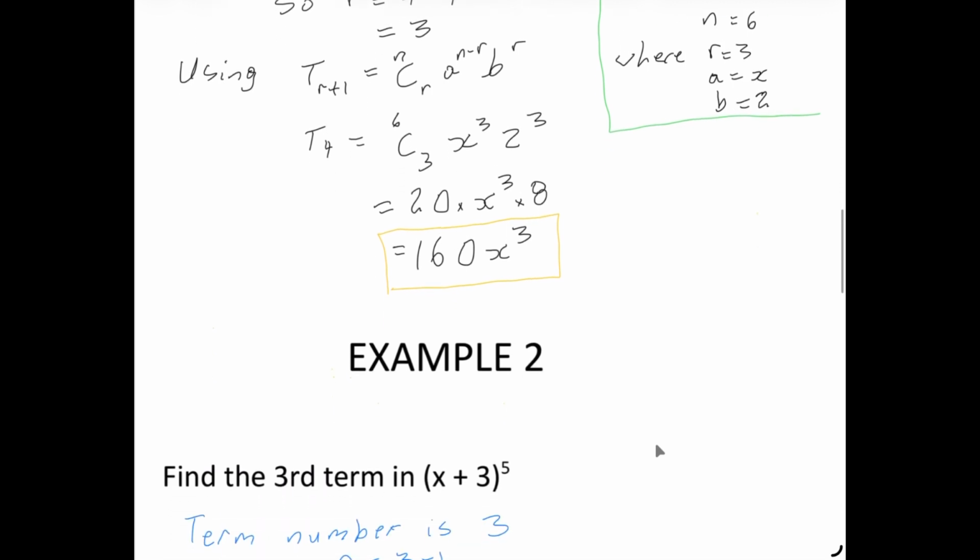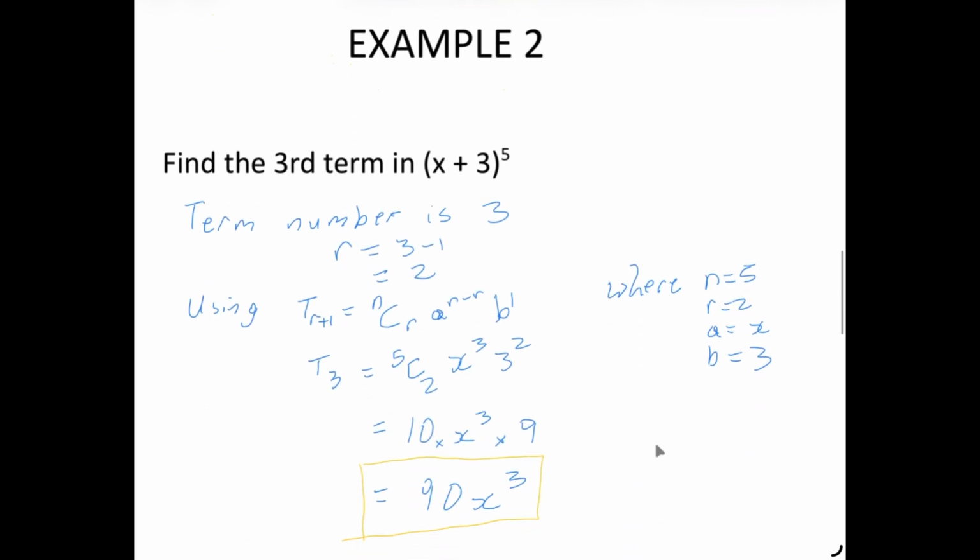Let's look at another example. Find the third term in (x cubed plus 5). All right. So here, the term number is 3 because it's the third term. The r will be the term number minus 1, which is 3 minus 1. That gives you 2. We're going to plug it into the t sub (r plus 1) formula. And so r plus 1 there would be 3. We know that n was equal to 5 from your power here. r was equal to 2, calculated.